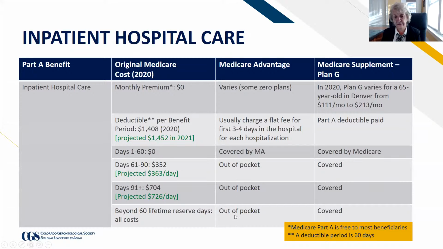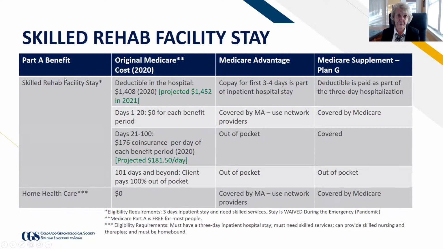All the rest of it, basically, if you're in a Medicare Advantage, it's out of pocket. If you have a MedSup, it's covered. If you have a Part B stay, which is at a skilled rehab facility, if you meet the deductible, days 1 through 20 are paid by the Medicare Advantage, assuming you use network providers.